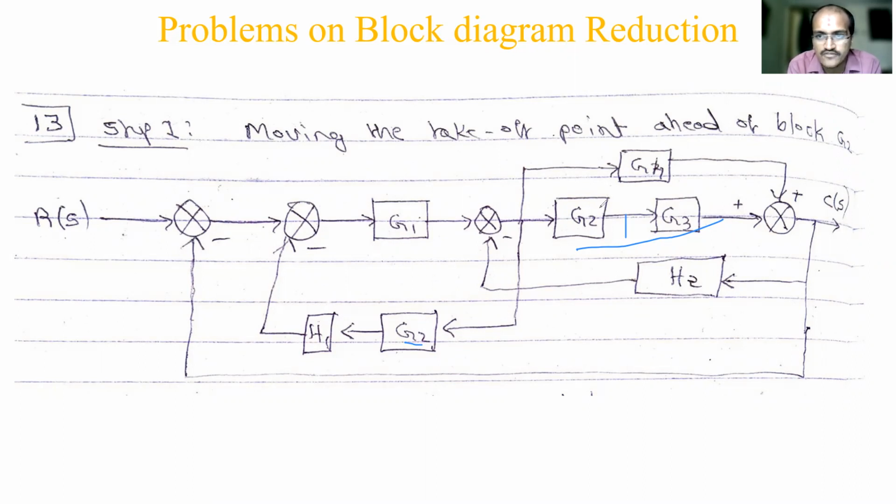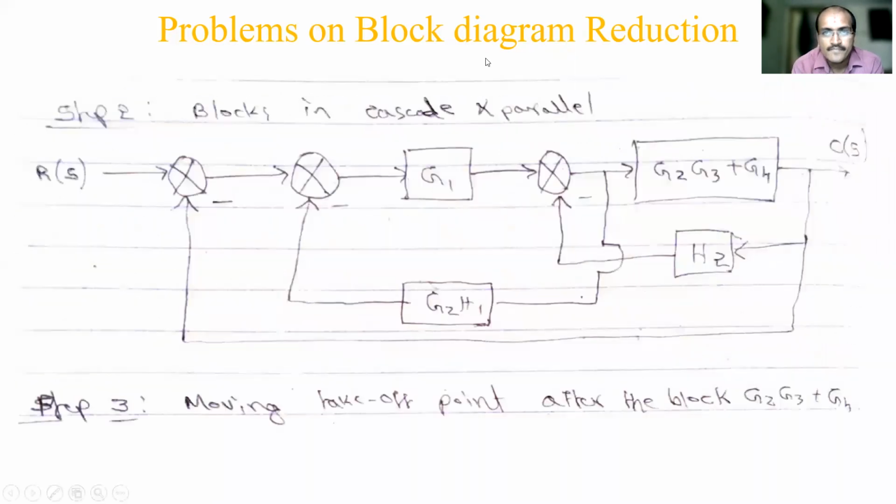In the next step, we will solve the series and cascade. Here also we have series. All these things we will simplify in the second step. You only have to understand the concept, later you can do that. Everything is written here, the steps. G2, G3 in series cascade connection and then parallel for plus G4. So you will get this, and H2 is there, and here G2 into H1 becomes a single block.